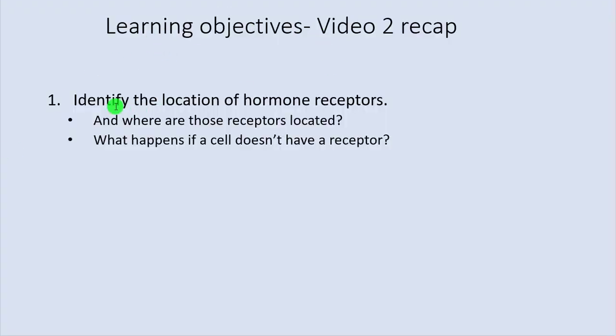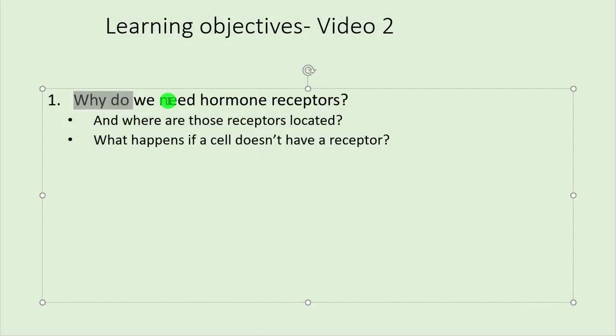Okay, so to recap our video: I forgot to change the recap slide, but I changed it to why do we need hormone receptors? Because you need that to initiate cellular activity. Where are they located? I told you those three places. What happens if a cell doesn't have a receptor? The cell just doesn't respond. And that'll wrap up this video.